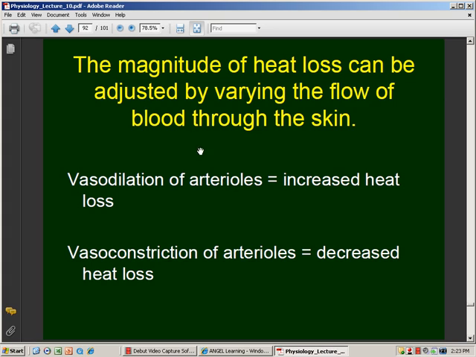Right? Magnitude of heat loss can be adjusted by varying flow through the skin, and we've already talked about this. What's the name of the organ that's adjusting this?